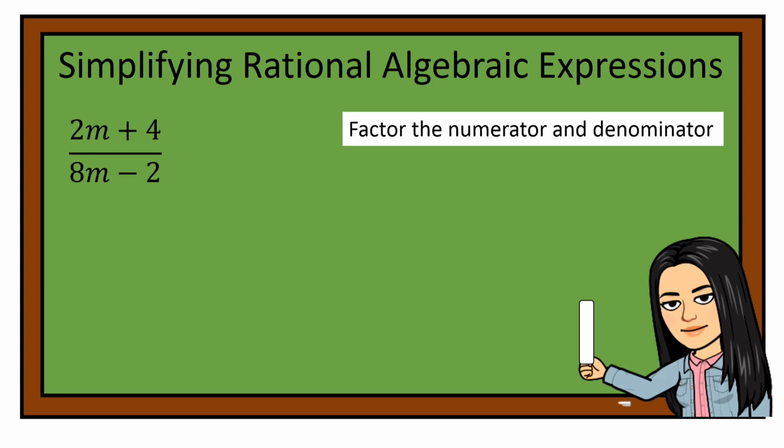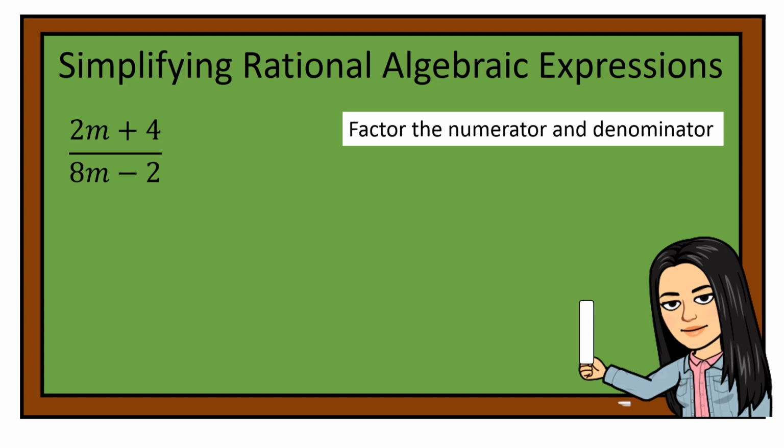So, in simplifying rational algebraic expressions, it is important that we all know the techniques in factoring, such as factoring the greatest common monomial factor, factoring the sum or difference of two cubes, factoring the difference of two squares, factoring quadratic trinomial of the form x squared plus bx plus c, and factoring a perfect square trinomial. So we have to apply all those techniques.